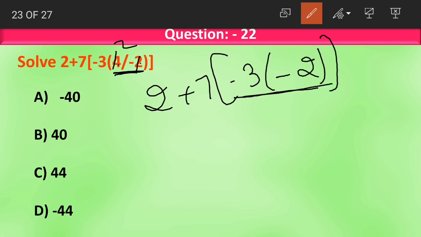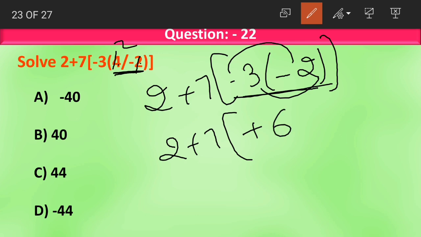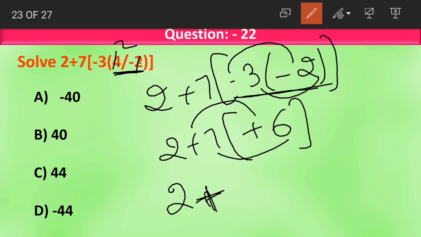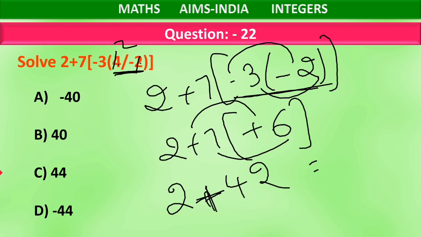Now, next bracket. Minus 3 into minus 2. Minus into minus becomes plus. 3 2s are 6. Right, class? Next. So again here, plus 7 and plus 6. Both the signs are the same, so the answer will be positive. 7 6s are 42. 2 plus 42 is equal to what, class? Yes, 2 plus 42 is equal to 44, which is option C here.